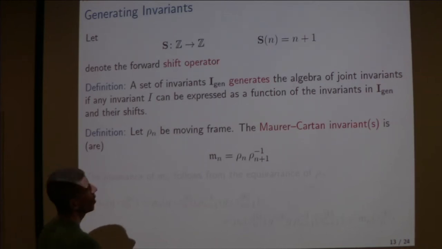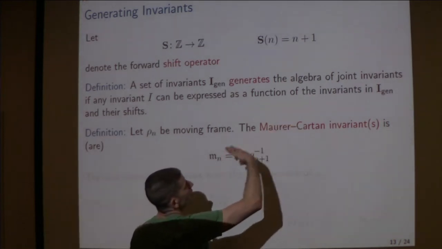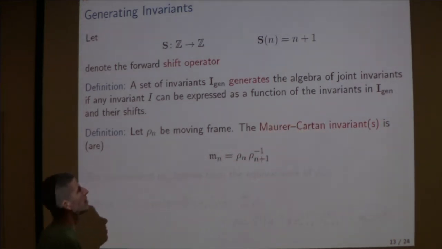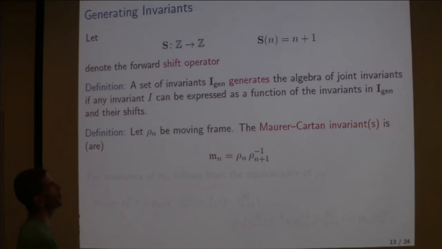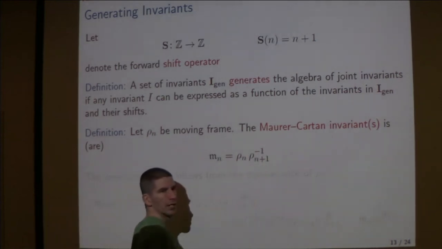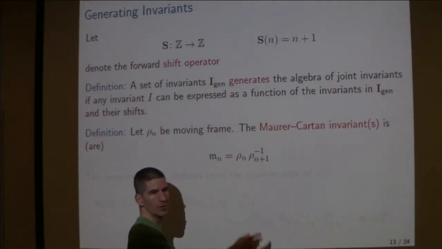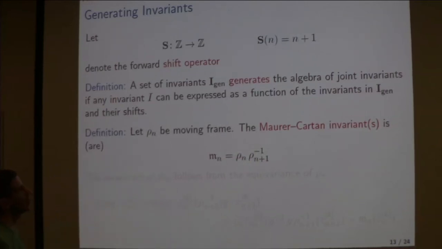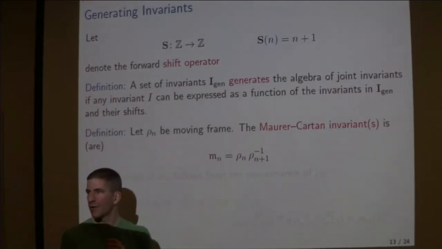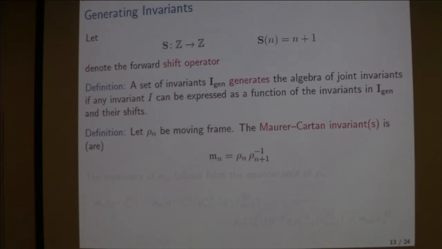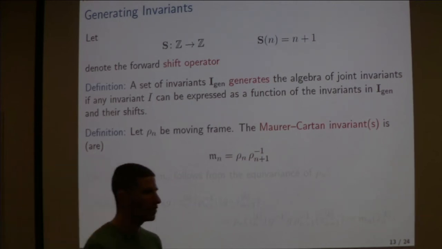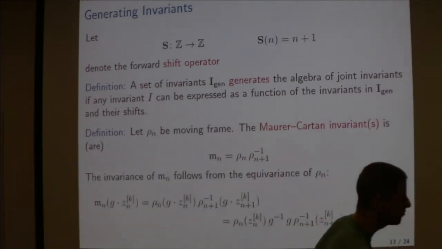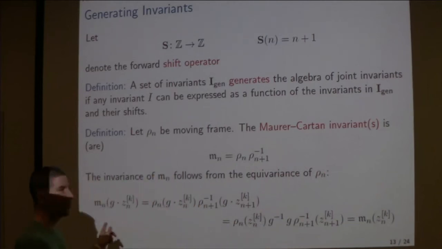Some of the invariants that will be included in that set are called Maurer-Cartan invariants. If you're given a moving frame rho n, you can compute this product: rho n times rho n plus 1 inverse. So this is inside the group, but the output is an invariant function. And why is it invariant? This comes from the G equivariance of our moving frame.